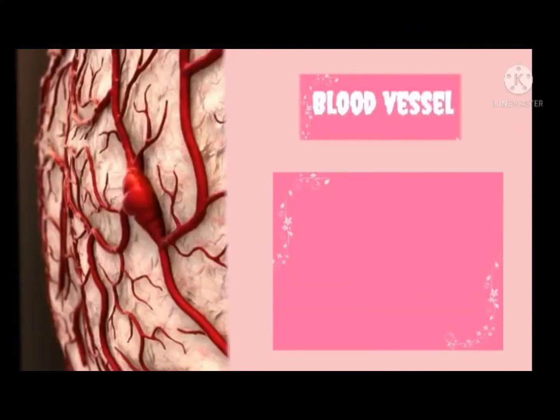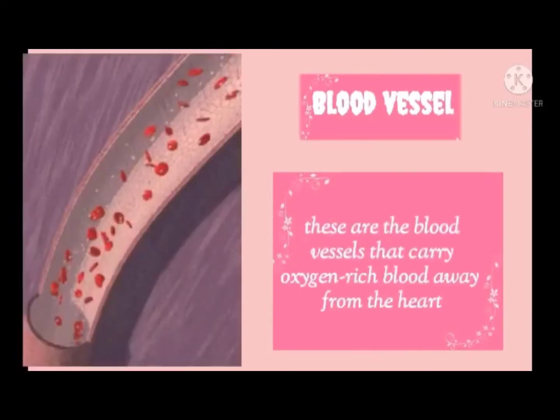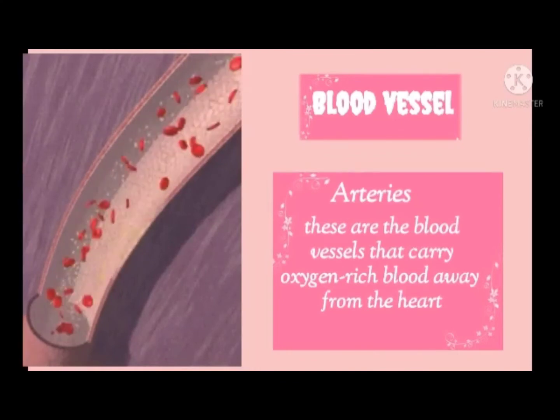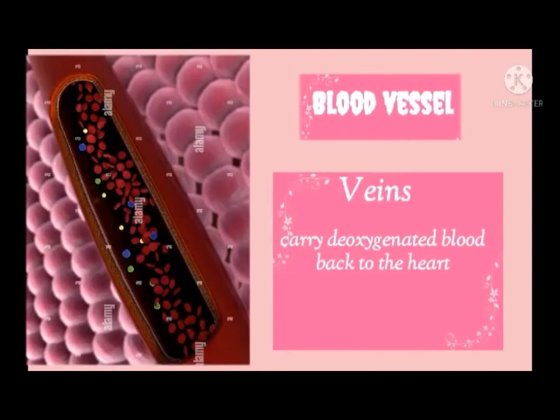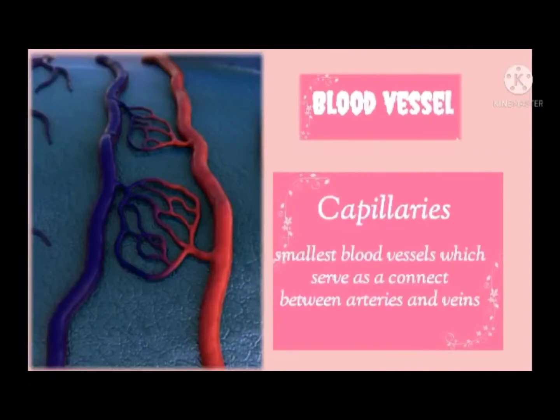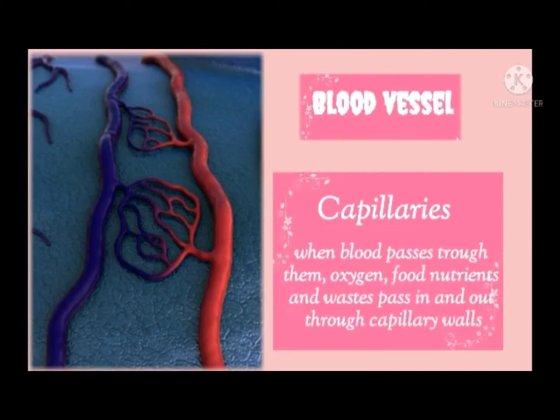Blood vessels. The blood vessels are the vast network of small tubes that carry blood throughout the body. Arteries are blood vessels that carry oxygen-rich blood away from the heart. Veins carry the deoxygenated blood back to the heart. The capillaries are the smallest blood vessels, which serve as a connection between arteries and veins. When blood passes through them, oxygen, food nutrients, and waste pass in and out through the capillary walls.